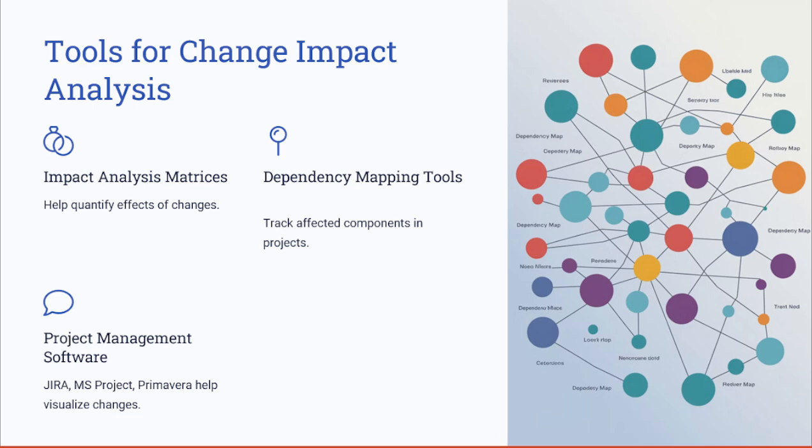The tools that you can use to perform impact analysis. Using structured tools enhances decision making. Impact analysis metrics help to quantify the effects. Also, dependency mapping tools to track the affected components, as well as project management software, can be used as one of these tools for impact analysis. You have Jira software, Microsoft Project, or Primavera, which help visualize the changes.